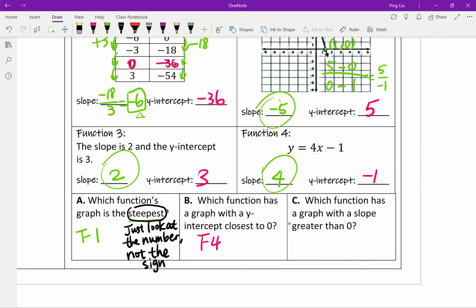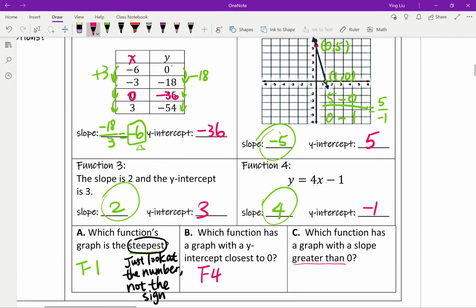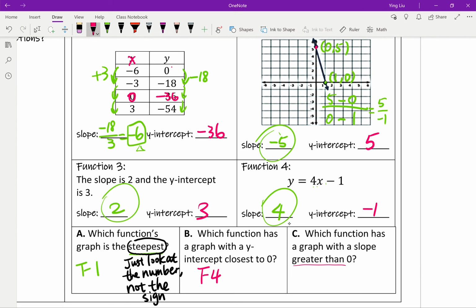Okay, part C: which function has a graph with a slope greater than 0? If we're looking at a slope greater than 0, we're looking at positive numbers for a slope. It's not asking us for steepness, so we don't want to ignore the sign here. We do want to consider the sign as well. So again, go back to the slopes. We see that for functions 3 and 4, the slopes are 2 and 4. Those are the positive numbers. So functions 3 and 4 are the ones with a slope greater than 0.